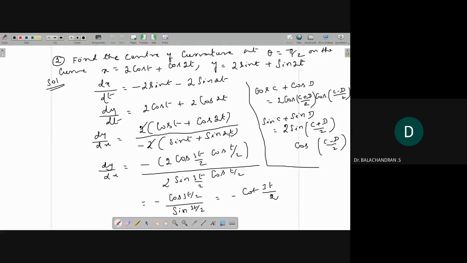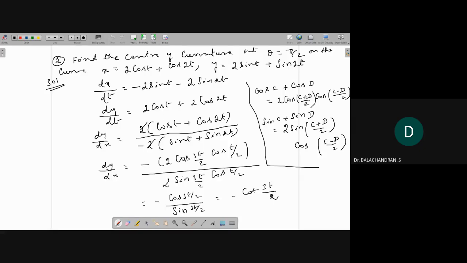Divided by sin c plus sin d, so 2 sin of c plus d: t plus 2t is 3t divided by 2, and cos of c minus d, so t minus 2t is cos of minus t by 2. So again cos t by 2. So cos t by 2 gets cancelled, and the 2 gets cancelled. Remaining you have minus cos 3t by 2 divided by sin 3t by 2. From this you will get dy by dx equal to minus cot 3t by 2.